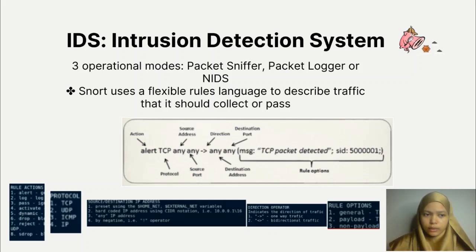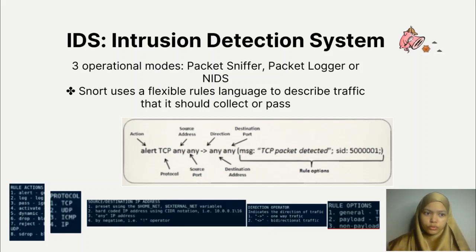We also have the log option for the rule action, which is to log the packet; pass, to ignore the packet; and activate, to alert and then turn on another dynamic rule. Dynamic remains idle until activated by an activate rule, then acts as a log rule. Or we can drop the packet, which is to block and log the packet, or we can reject, which is to block the packet, log it, and then send a TCP reset if the protocol is TCP, or an ICMP port unreachable if UDP. We also have the rule action sdrop, which is to block the packet and not log it.